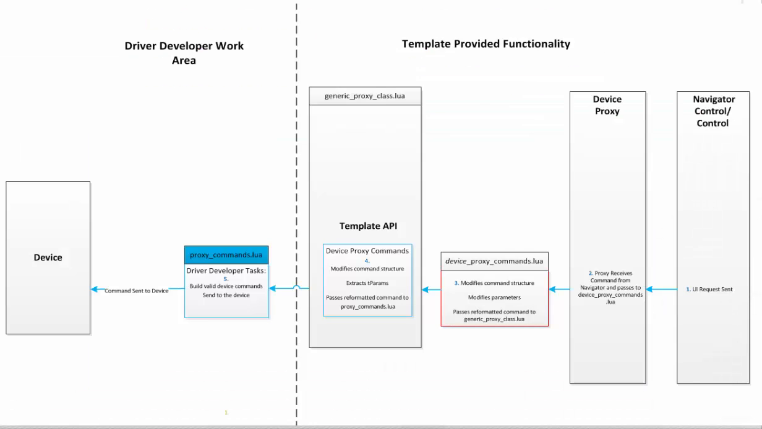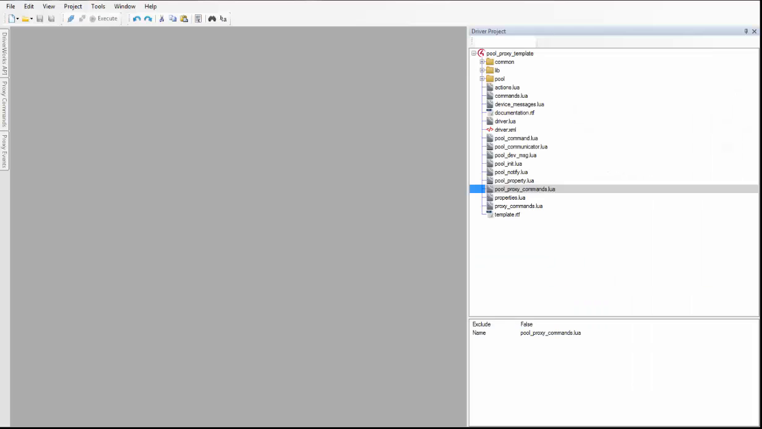At step 1, the initiation of a command is sent to the device from user interaction through Navigator or Composer Pro Control4. At step 2, the proxy then calls into the Control4 API received from proxy, which in turn calls into the device proxy commands Lua file using the PRX_CMD command table structure.